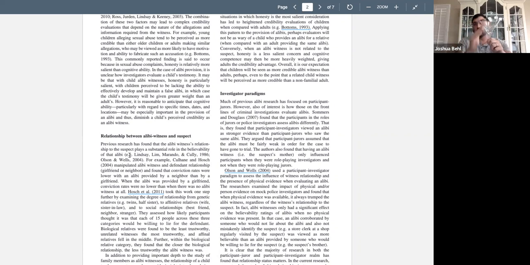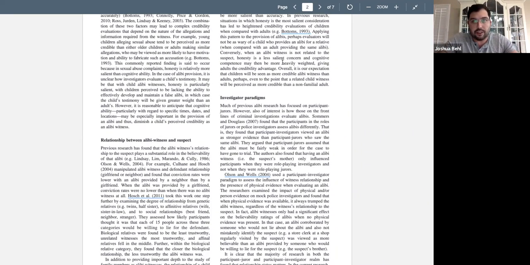We've already talked about age and children may or may not be more credible. Now, what if it's a child of the suspect versus just another kid? Is there something that happens when the witness is related to the person versus if it's like my next door neighbor, or my former next door neighbor Jameson, who's 6 years old, who's my buddy? Is he going to be more credible than if I had a child of my own? And it works its way down to the very last. Overall, it is our expectation that children will be seen as a more credible alibi witness than adults, perhaps even to the point that a related child witness will be perceived as more credible than a non-familial adult.